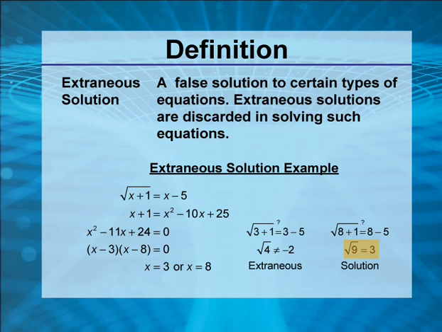The square root of 9 does equal 3. Therefore, x equals 8 is a solution to the original equation, but x equals 3 is not.